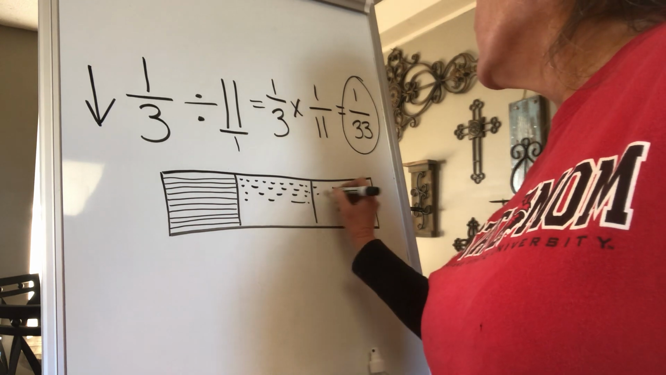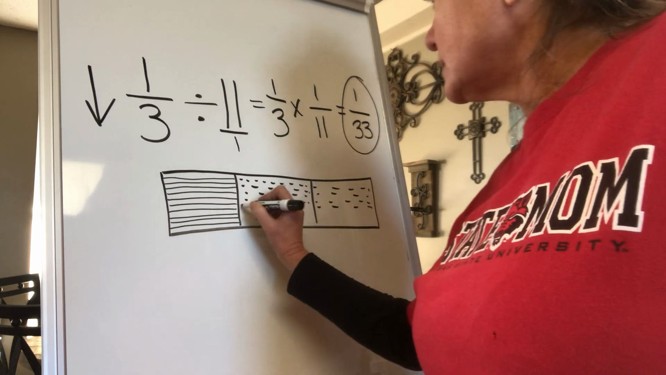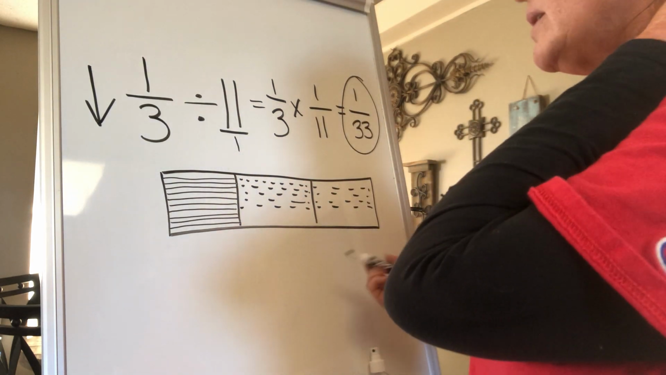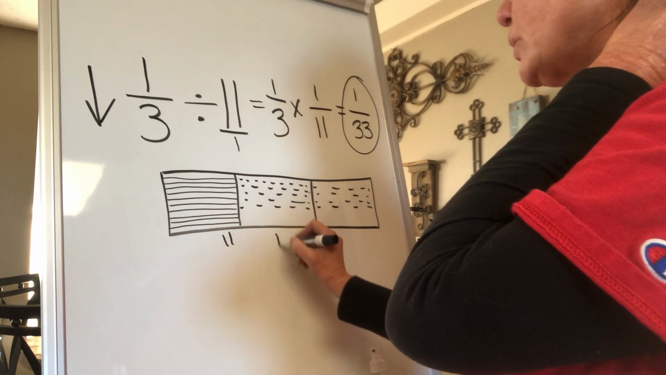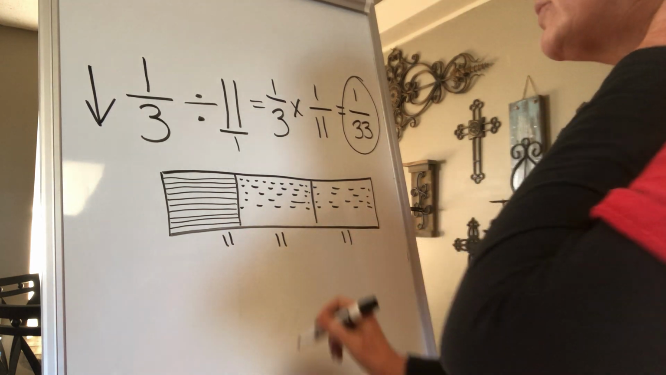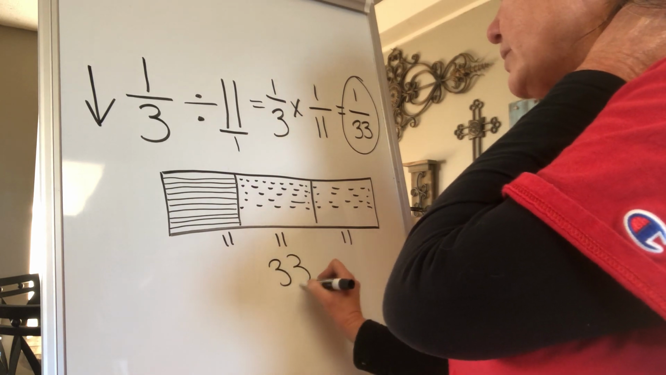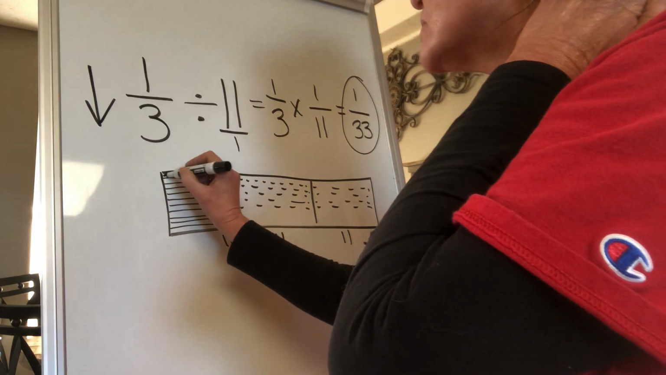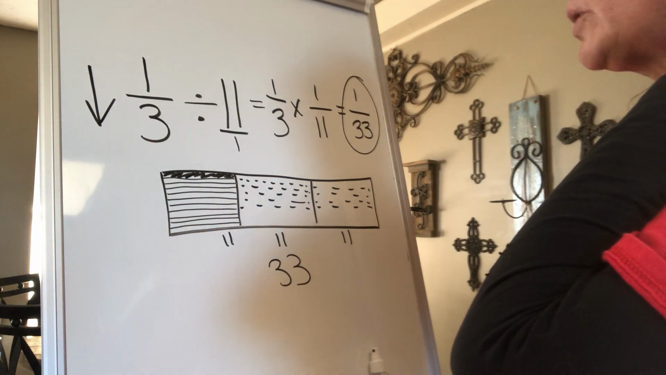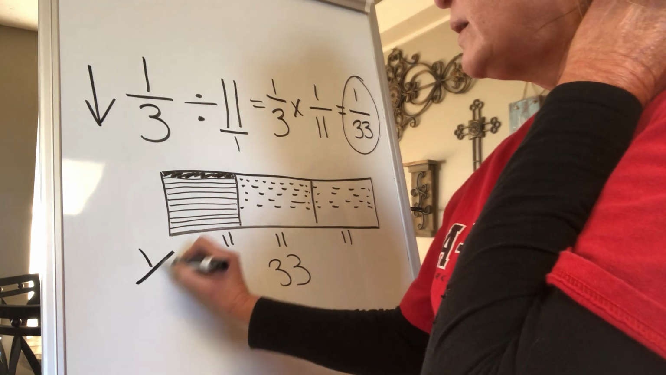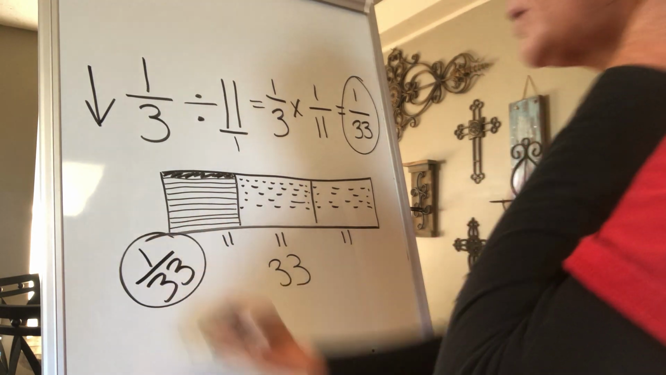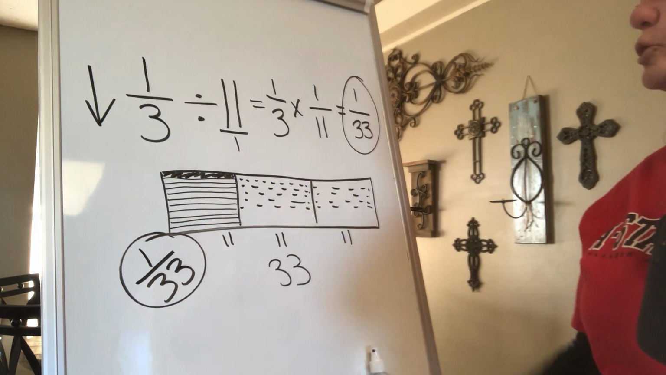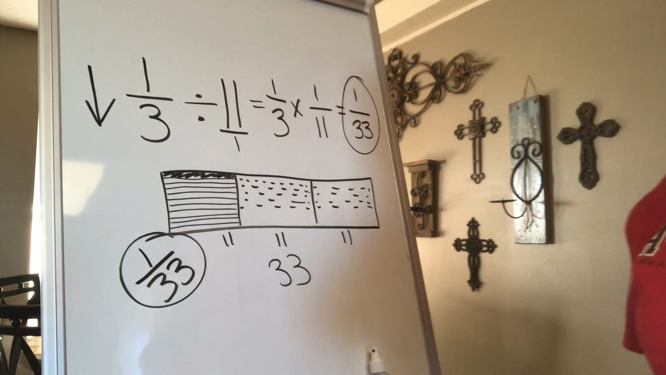Okay, so if all of these were filled in, I'm not going to do all of them because it's 11 in each one, but this would be 11 of them, this would be 11 of them, this would be 11 of them, for a total of 33. And if only one of the grains of rice was shaded, how much of those 33 would it be? It would be 1/33. So the same thing that we got by doing the expression, but if it helps you to draw it out, then definitely go ahead and draw out your diagram.